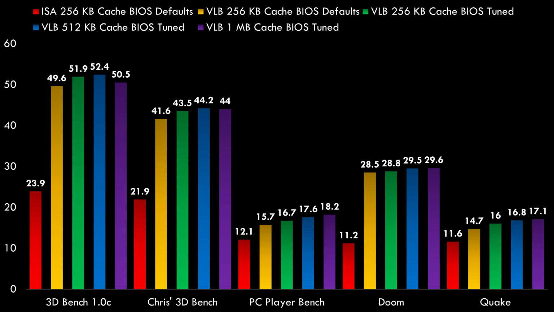What about maxing out the level 2 cache to 1 megabyte? Here we see the results, and we can see in most benchmarks we are getting better performance, but in two tests, in 3D Bench and Chris's 3D benchmark, the performance actually goes down a little bit. So this just shows you, you need to really test. Every chipset has different implementations, and the 1 megabyte cache setting does not always give you the best performance.